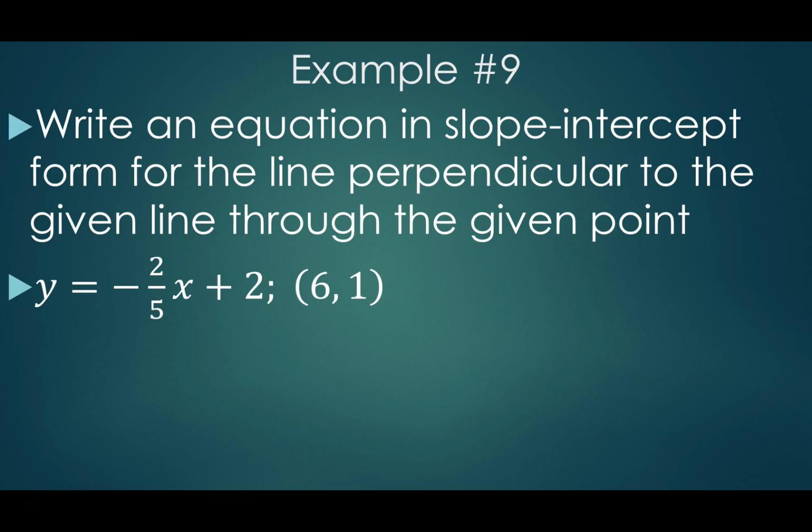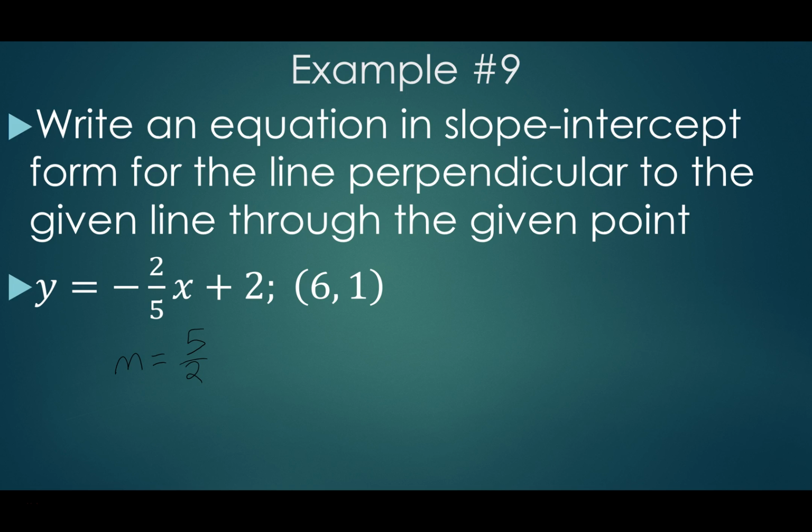So perpendicular is the same general idea. The only difference is now we use the slope given the equation, negative 2/5, and recognize that perpendicular will be a positive 5/2. Again, it's the negative reciprocal. So we flip the slope around and change the sign.